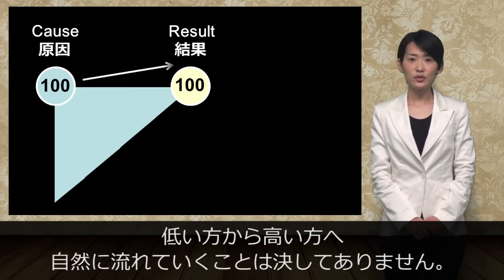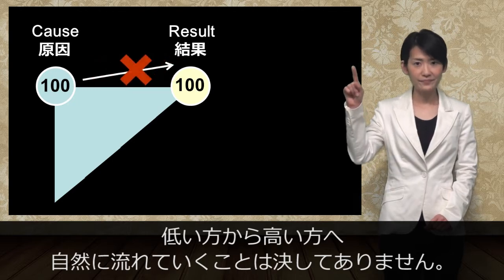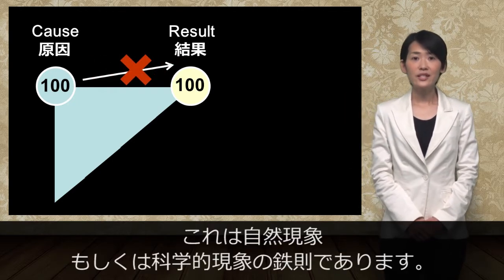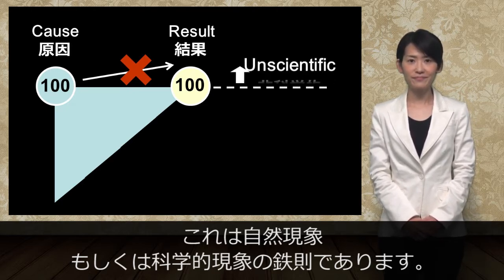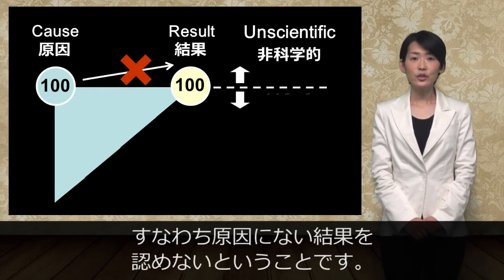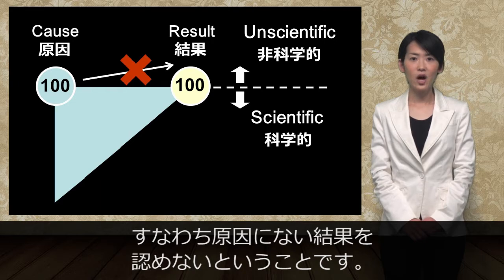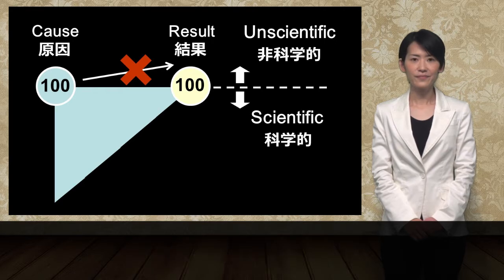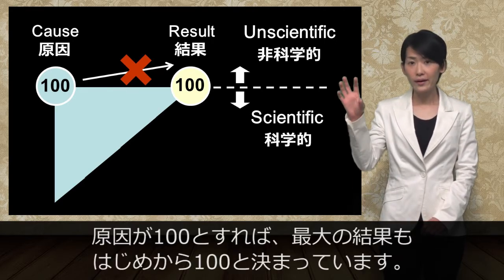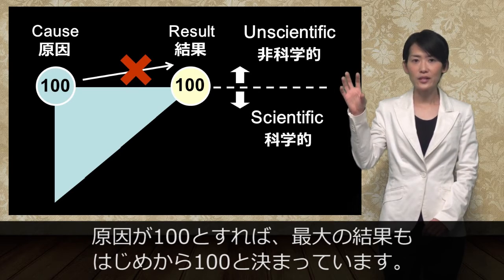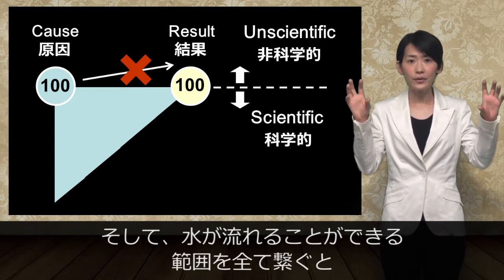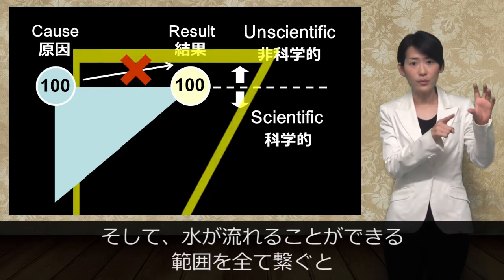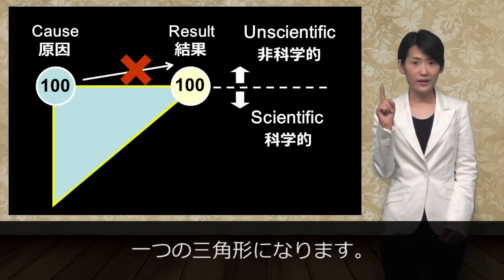It never flows naturally from low to high. This is a natural phenomenon, an invariable rule of a scientific phenomenon. That is, you should not recognize results that are not caused by the cause. If the cause is 100, the maximum result is also decided as 100 from the beginning. And when connecting all the areas where water can flow, it becomes one triangle.